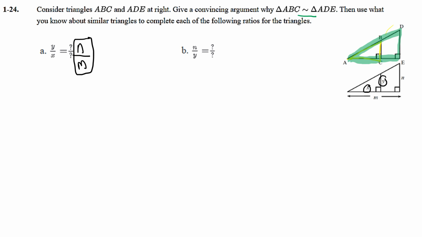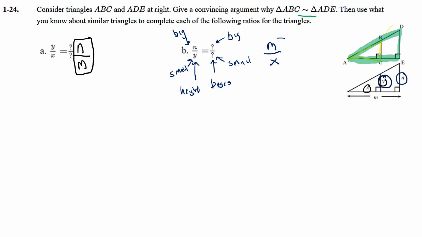Then B is n over y. So it's height to height. That's really important. This is the big triangle and y is the small one. And so n and y are the heights, and this should have to do with the base lengths. And again, this needs to be the big base and this needs to be the small base. So the big base is m, so we're going to write m first. And the small base is x, so we're going to go m over x.